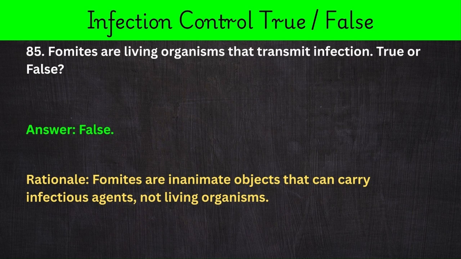85. Fomites are living organisms that transmit infection. True or false? Answer: false. Rationale: fomites are inanimate objects that can carry infectious agents, not living organisms.